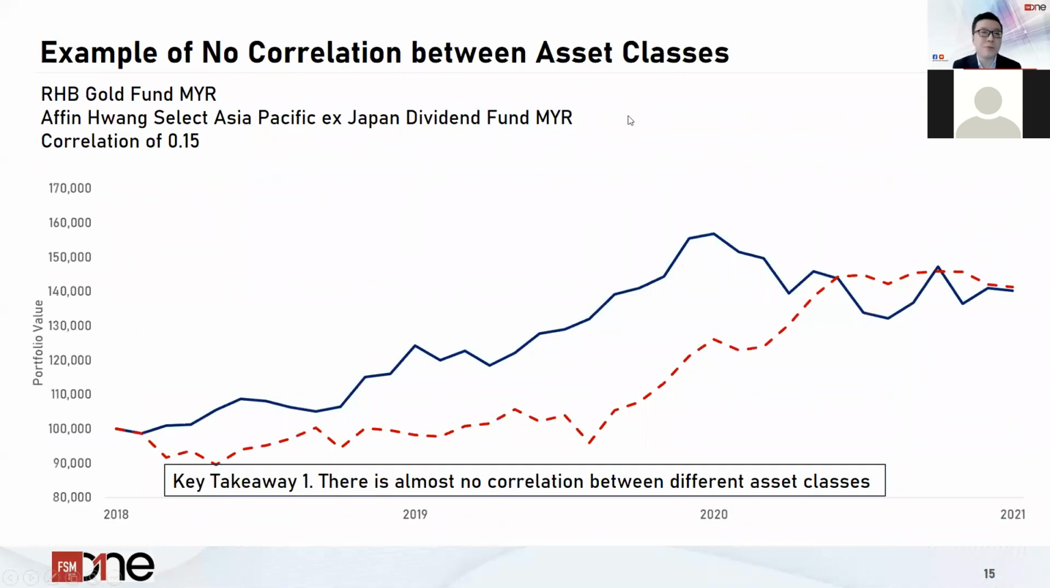Example of no correlation between different asset classes, like this one, RSB Gold Fund, which invests in gold, and this Asia Equity Fund, totally different asset class. Their correlation is almost close to 0. Okay, there is almost no correlation between these different asset classes.